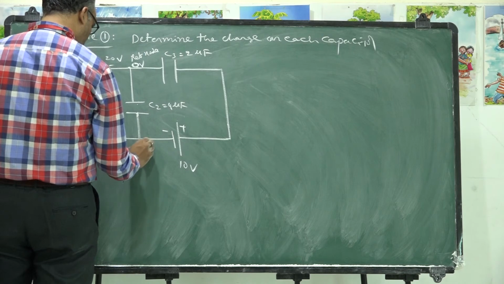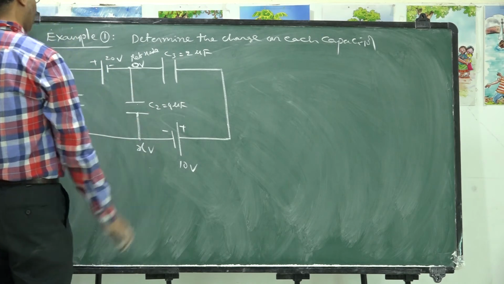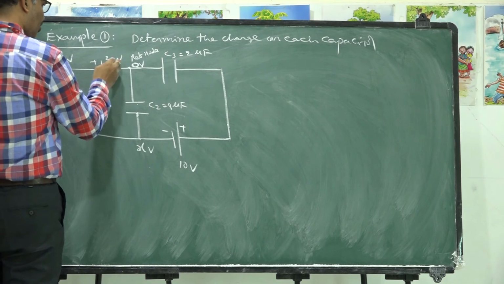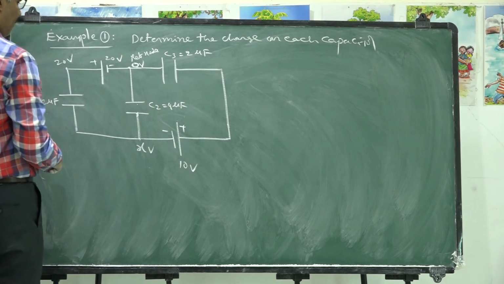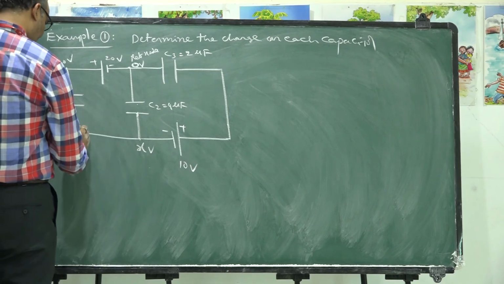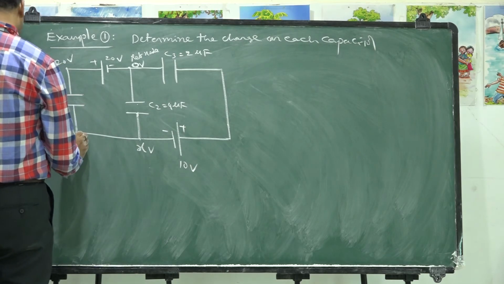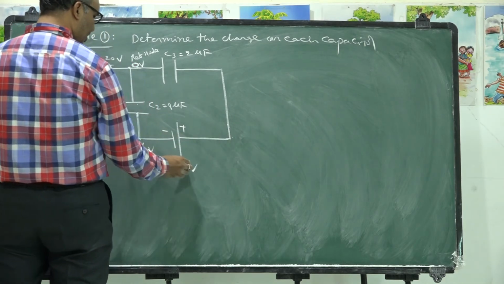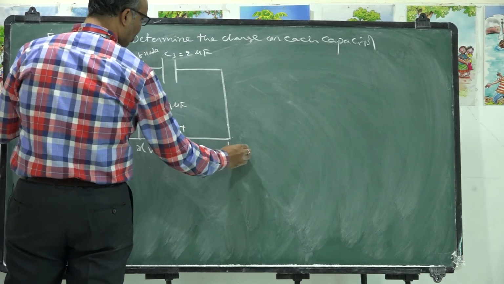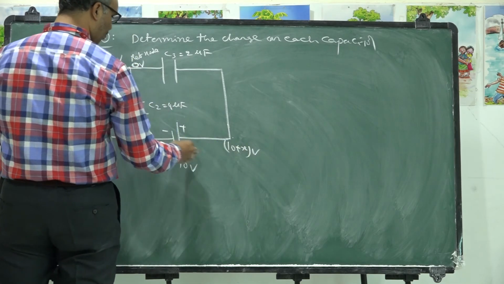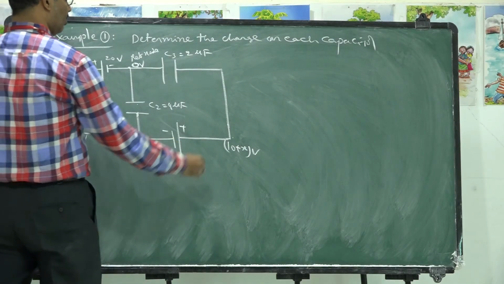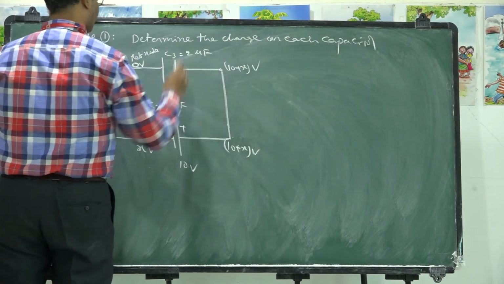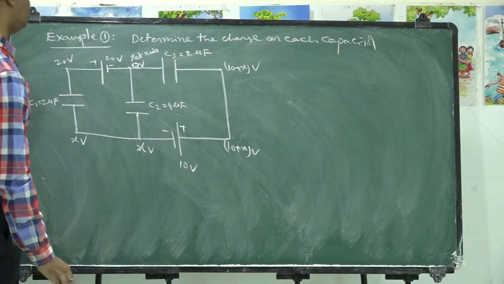Let X be the voltage at this point. Obviously here the voltage is 20 volts to make the potential difference 20 volts. As there is no circuit element, here also you will have X volts. As the potential difference between this point and this point is 10 volts, definitely there should be 10 plus X volts here. If you take the difference, 10 plus X minus X is 10 volts. As no circuit element is available here, also 10 plus X volts. So these are the potentials at the different nodes.